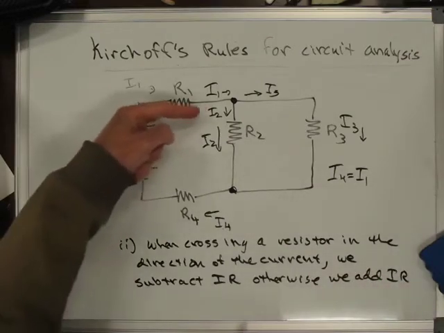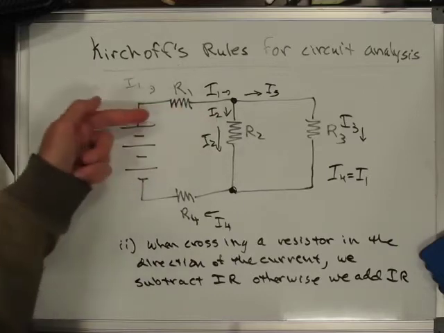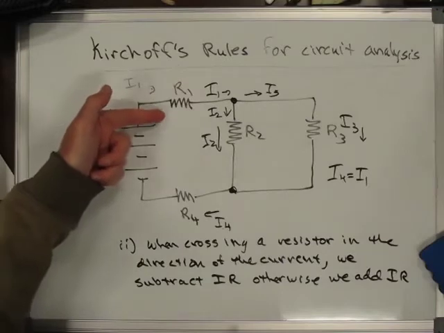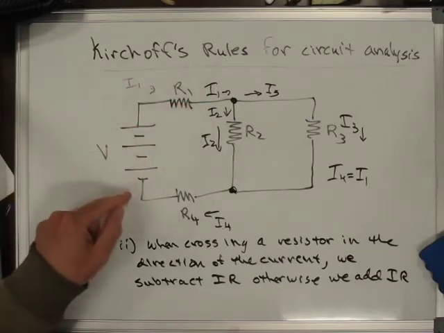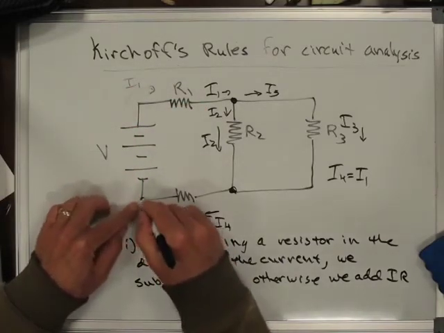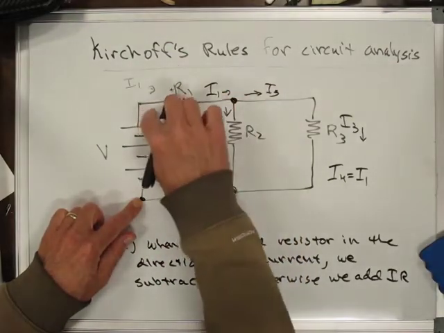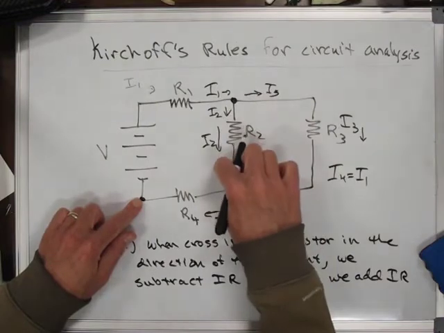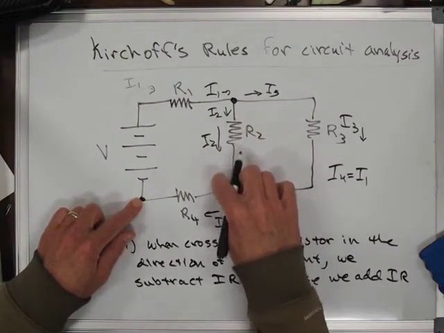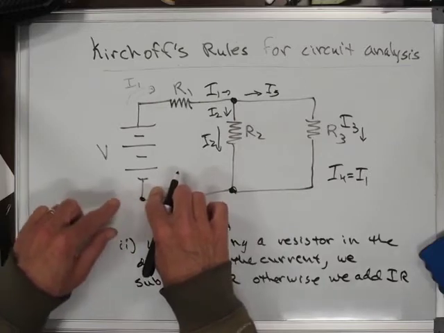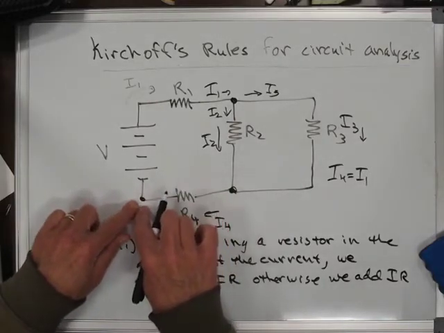So when crossing a resistor in the direction of the current, so in this case, I picked my current going this way, I subtract I times R. So let's say I started here on this loop, I would go V minus I1R1, because I'm going in the direction of the current, minus I2R2, because I'm going in the direction of the current, minus I4R4, because I'm going in the direction of the current, equals 0, because I'm back to my start point.